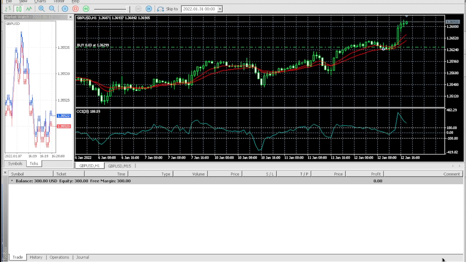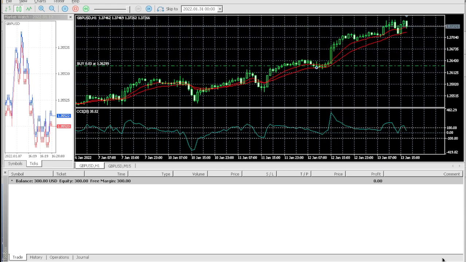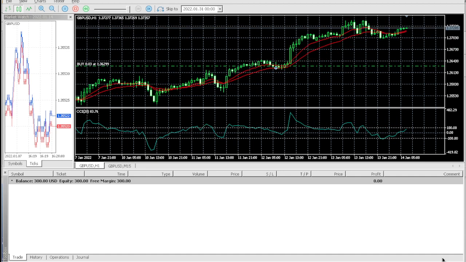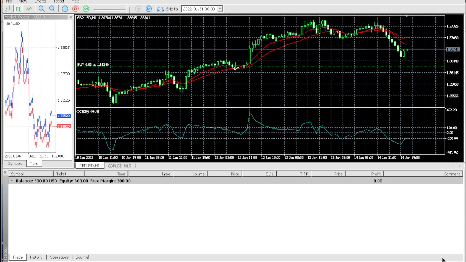Oh, we placed one trade, a buy position. Oh my goodness, look at that go. We're in a nice buy position. That is amazing.